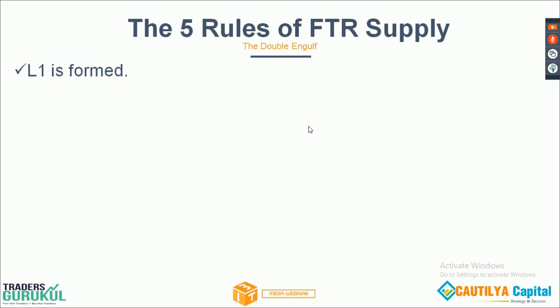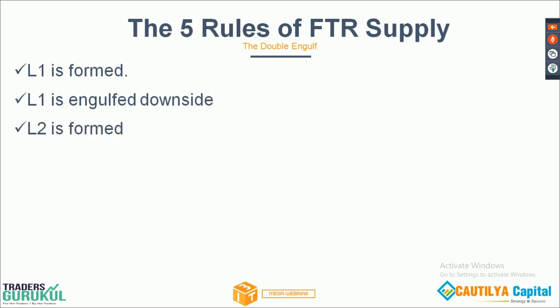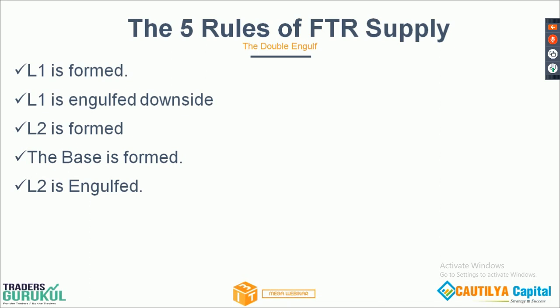So tell me the 5 rules of FTR supply. L1 formed, L1 broken, L2 formed, base formed, L2 broken.